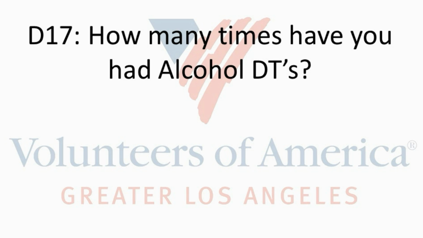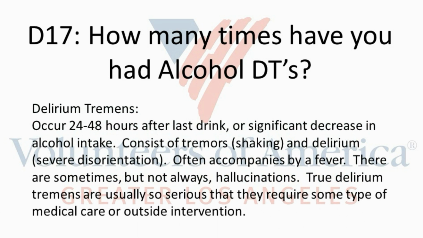Question D17 asks, how many times have you had alcohol DTs? DTs are delirium tremens. This question is to record information about use of alcohol heavy enough to cause alcohol DTs. Delirium tremens occur 24 to 48 hours after a person's last drink. They consist of tremens, which are shaking, and delirium, which is severe disorientation. They are often accompanied by a fever. There are sometimes, but not always, hallucinations.